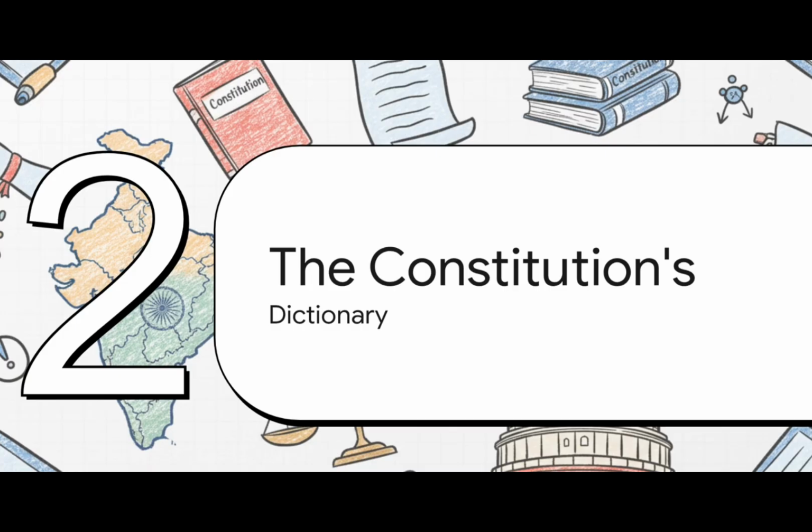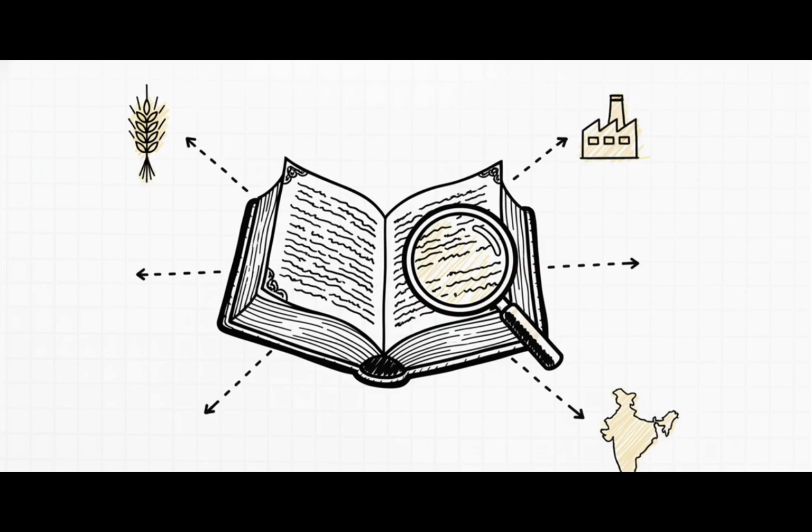I mean, think about it. If we can't agree on what basic words like tax or goods or railway actually mean in a legal sense, how could we possibly have a consistent system of laws? The framers knew this was a huge deal. And that is where Article 366 comes in.